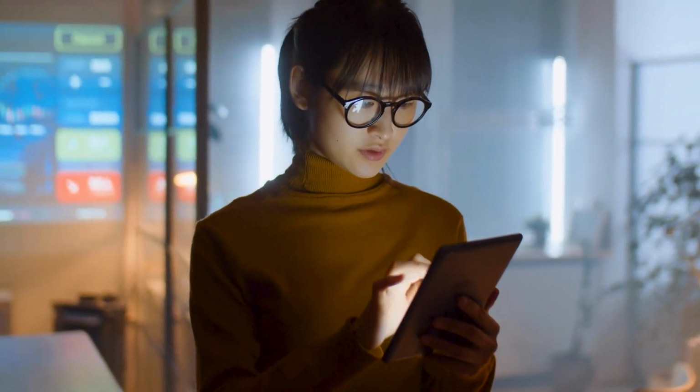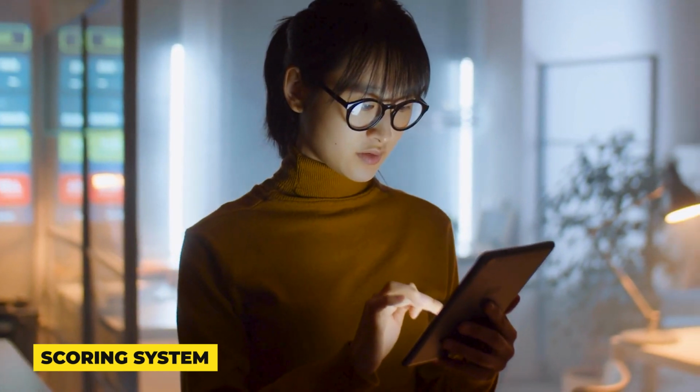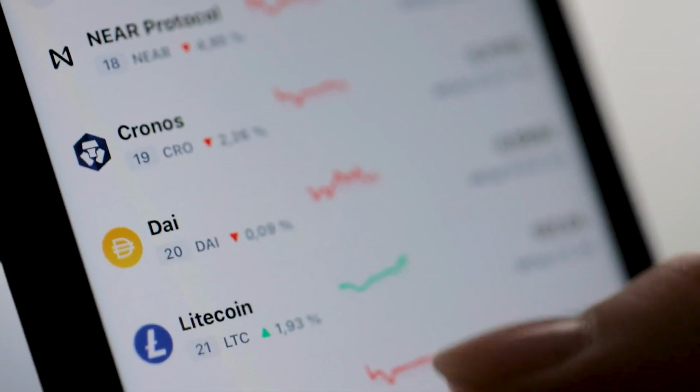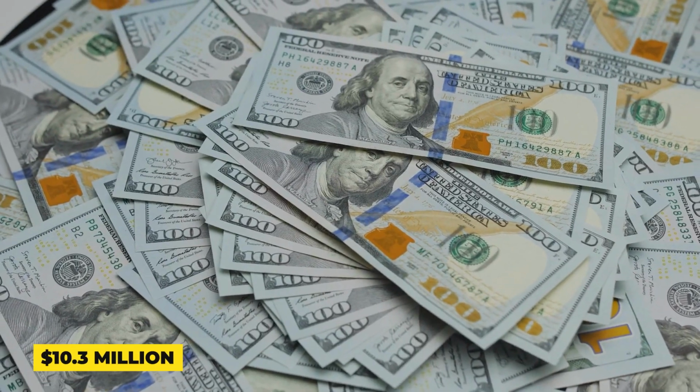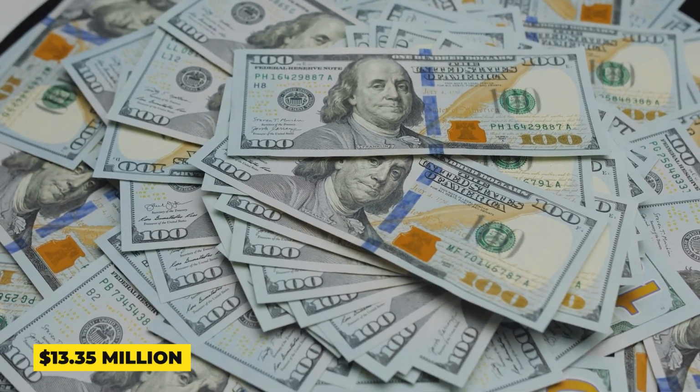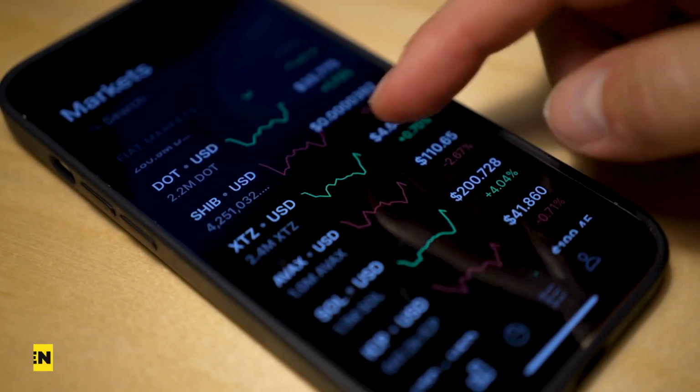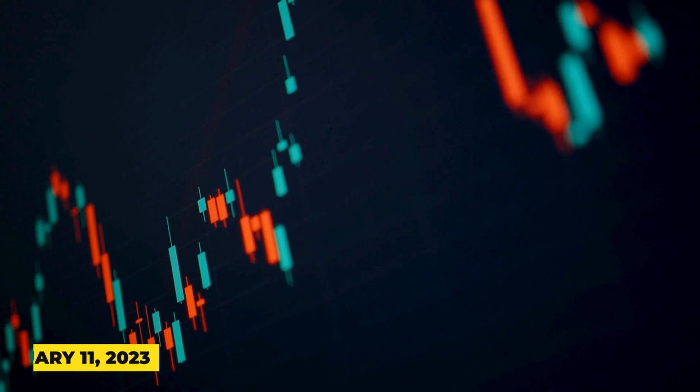Investors on the platform have access to a personalized scoring system where they can participate in pre-sales. The Dash to Trade pre-sale is currently in its final stages, with $10.3 million of the expected $13.35 million raised. The first CEX listing will go live on Wednesday, January 11, 2023.